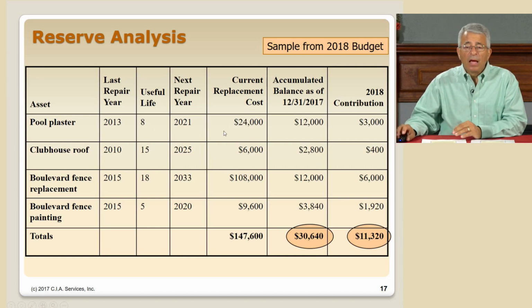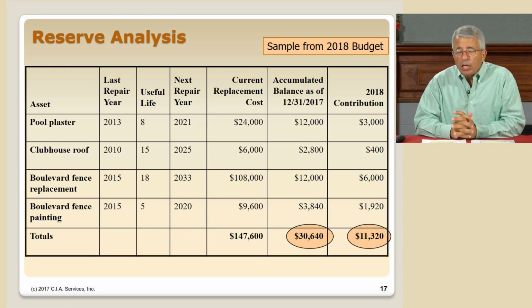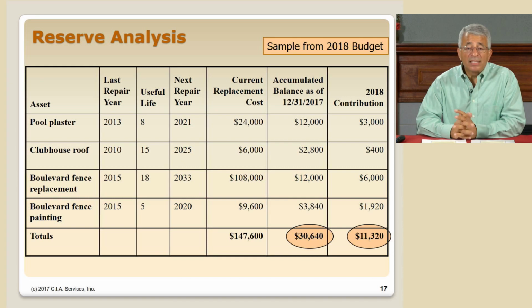Before I get off the slide, I mentioned that I did want to go back here and talk about the column which is current replacement cost. Notice it says current replacement cost. It's not saying what is the cost in 2021. It's saying, what does it cost today?